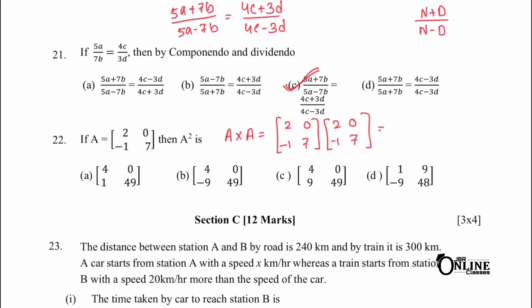So that one equals here 2 into 2, it's 4. And then 0 into minus 1, it's 0. So it will be only 4. The next one here 2 into 0, it's 0. The next one 2 into minus 1, here minus 2, and then 1 into 7, it becomes minus 7. And the last one here 0 into minus 1, and then 7 into 7, it's 49. So that one equals 4, 0, minus 9, 49. That is your answer. So option B.